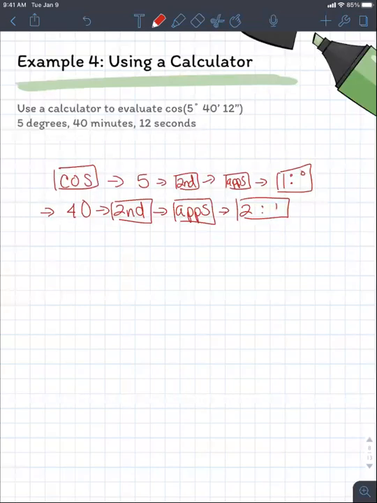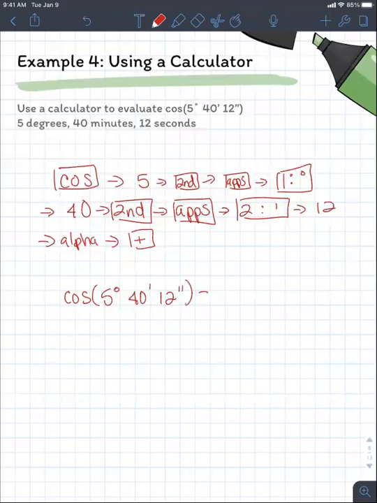Then we're going to type in 12. And then we're going to press the alpha button. Then we're going to press the plus sign. And that will give us seconds. And then press enter. Tell me what you got for cosine of 5 degrees at 40 minutes and 12 seconds. Type it in the chat. It doesn't have to be private. Just tell me what you got, because then I can quickly tell if you remembered to put it in degrees or radians.